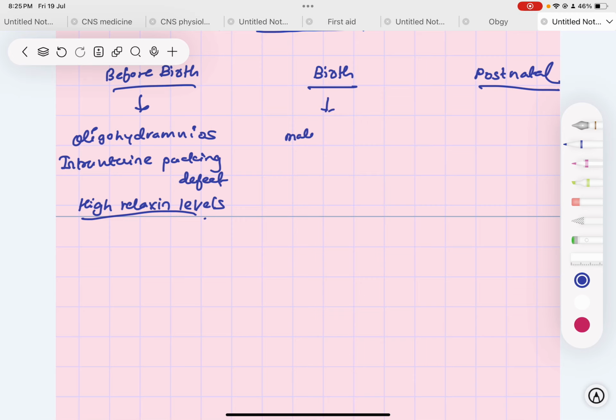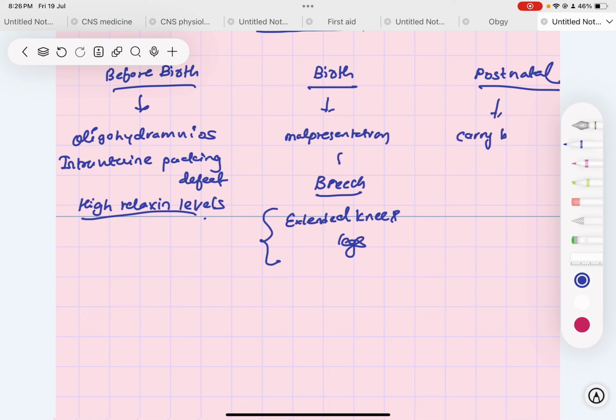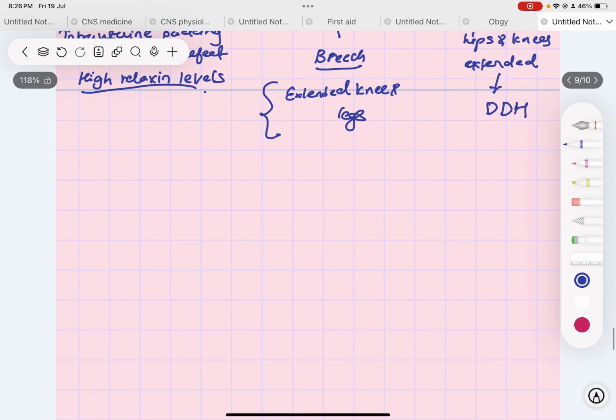Now at birth it is due to malpresentation. Mainly it is due to breech, in which there is extended knee and legs. And postnatal, if you carry the baby with hips and knees extended, which will lead to DDH.